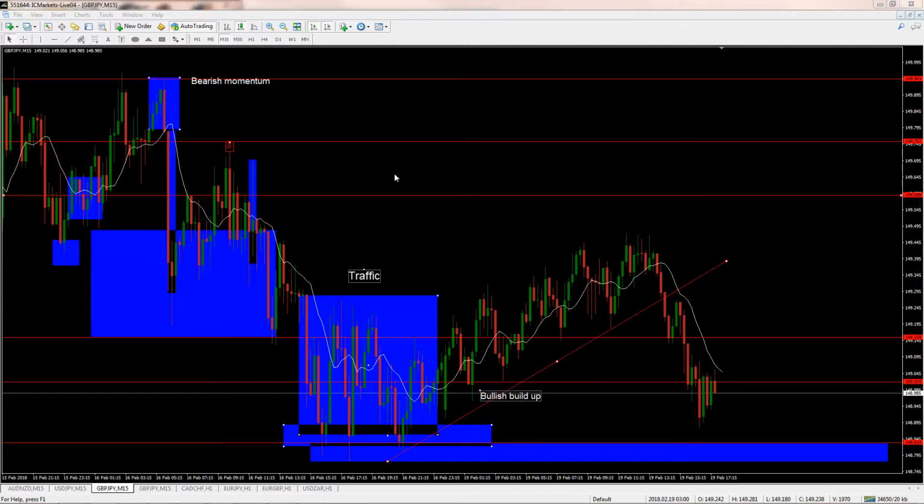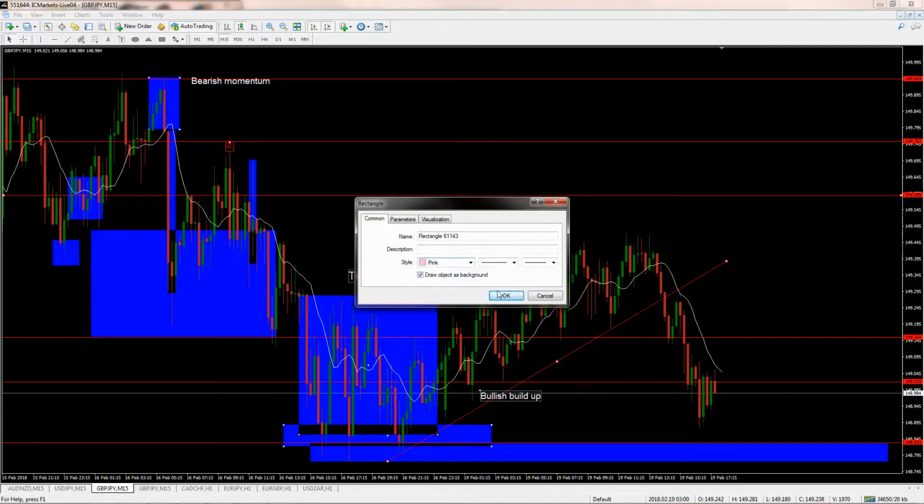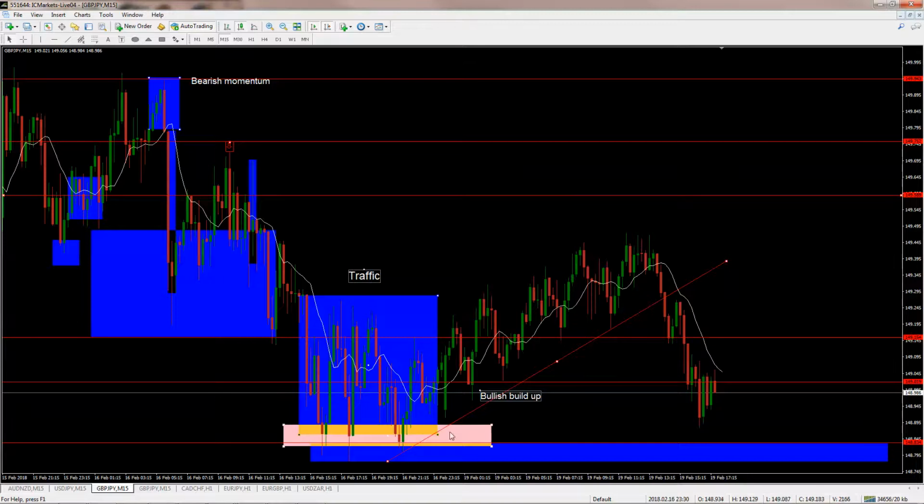Change the color, make it... So you have this area down here. That's where you see that the market doesn't do anything from here, and there's a lot of traffic also here. So I wouldn't even trade here. I will look for momentum going up or going down.